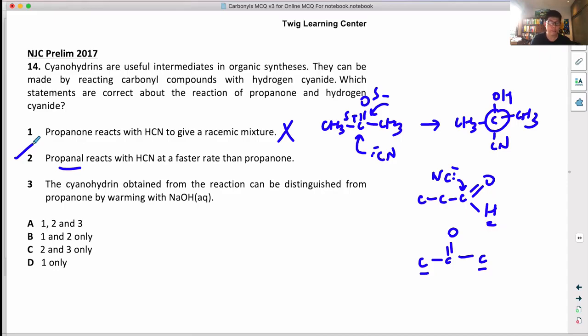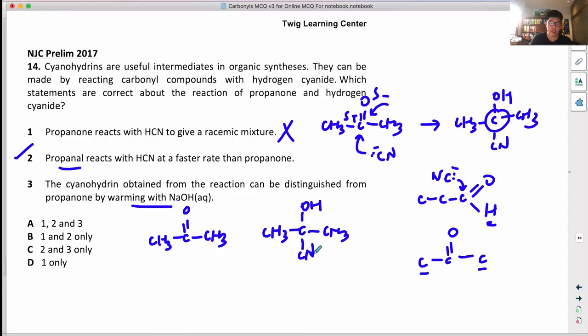Okay, so they say it can be distinguished from propanone. What they're trying to say is this. So you have propanone, and you have the cyanohydrin. Okay, this is the cyanohydrin. They can be distinguished by warming with sodium hydroxide.